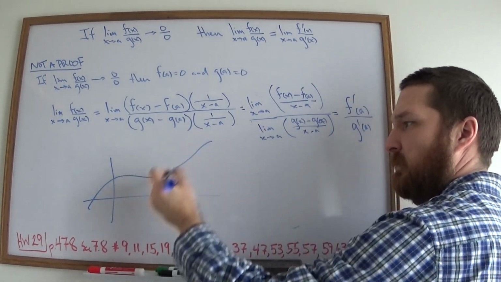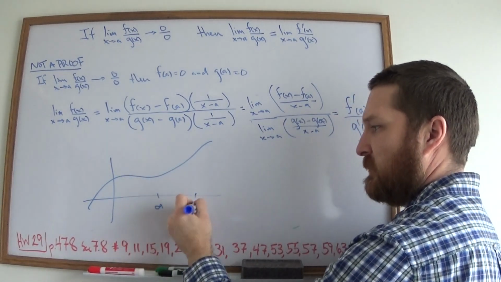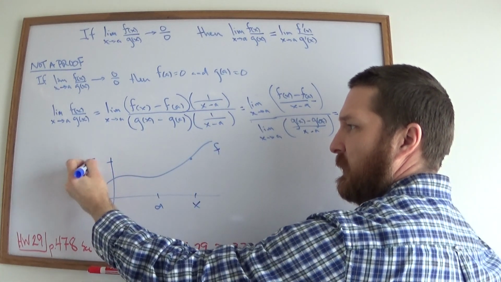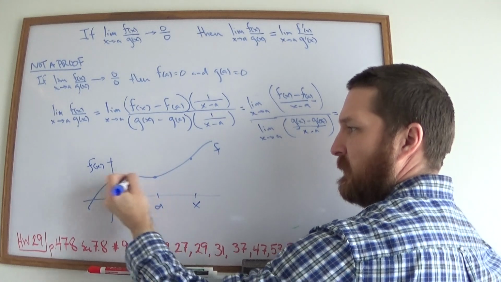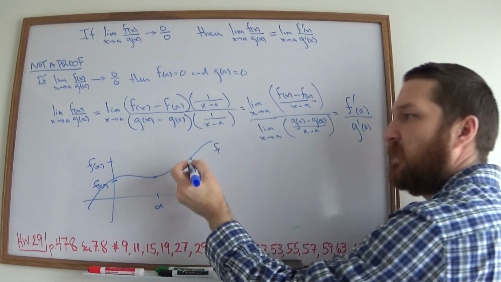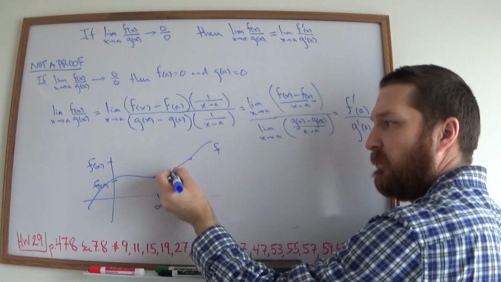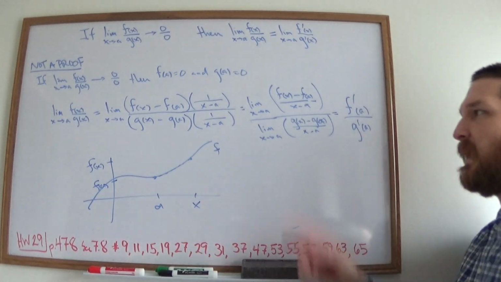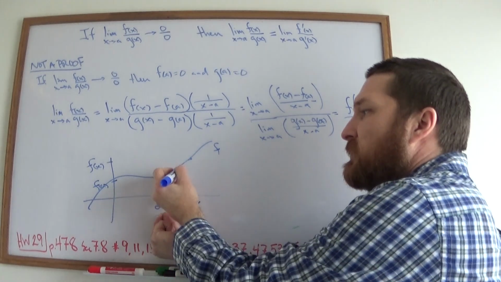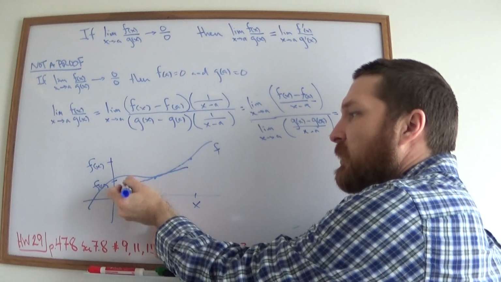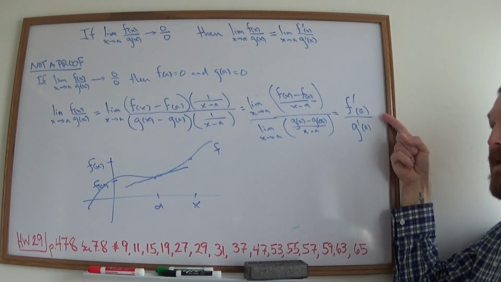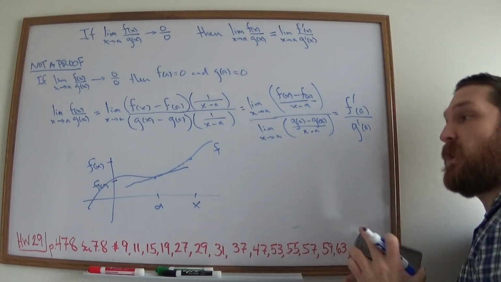Here's f. Here's A. Here's x. Here's f. And so f of x, f of A. This quotient is just the slope of that line right there. And as x goes to A, this gets closer and closer. And so what we'll end up with is the slope of the tangent line at A, which is the derivative of f at A.